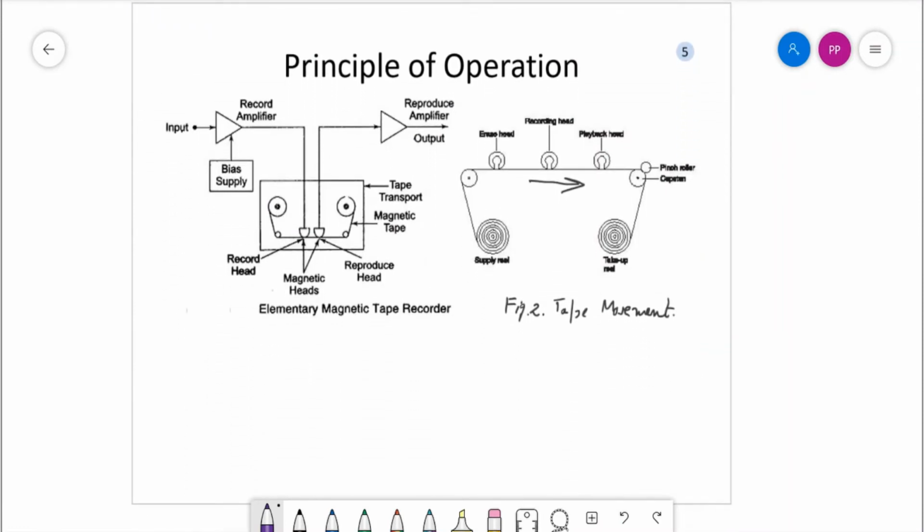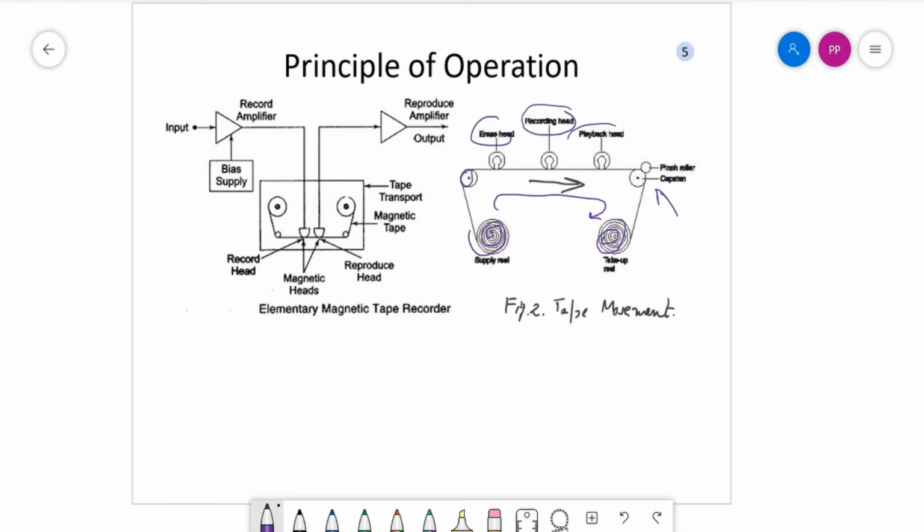Coming to the principle of operation, as we can see, this is the tape. When the film moves in this way, the magnetic film is getting unwrapped here and getting wrapped here. Here you have the supporting free roller, and this is the pinch roller, and the first one is the erase head, the second one is the recording head, and the third one is the playback head. So you can see how it is working.